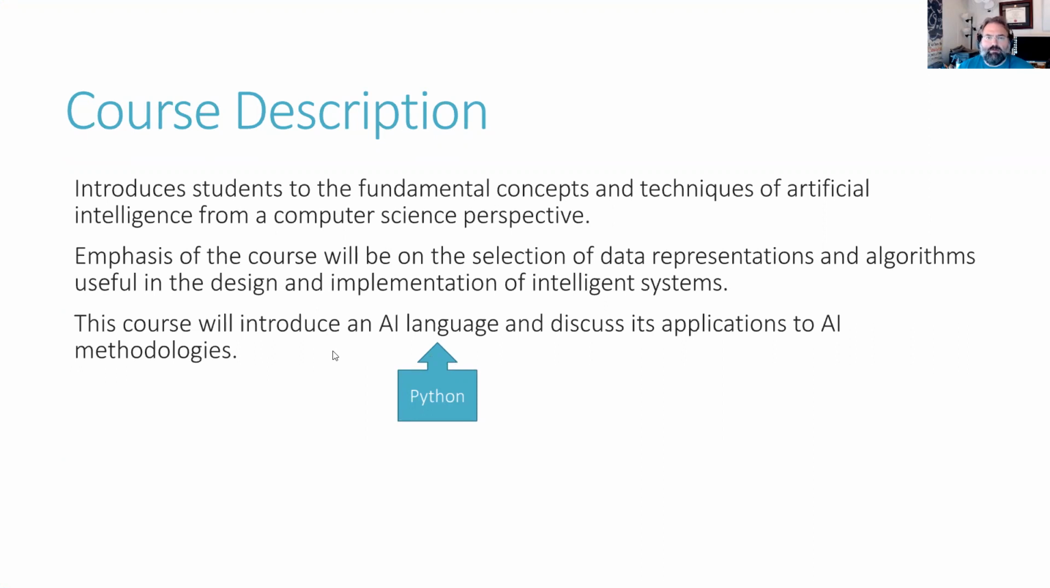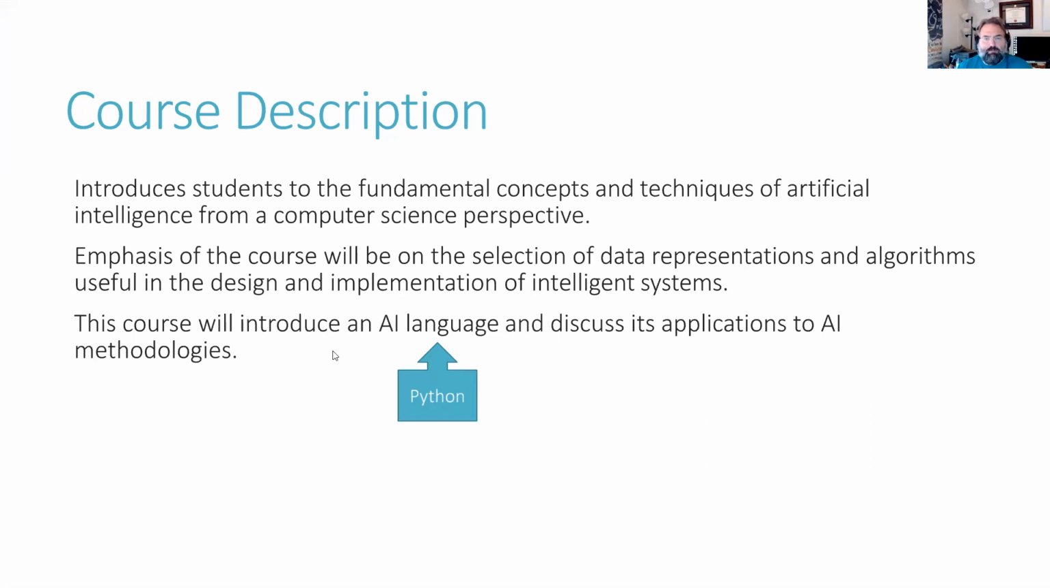So we're going to be talking about things like algorithms, probably going to see some math, a bit of statistics, and so on. The emphasis of the course will be on the selection of data representations and algorithms useful in the design and implementation of intelligent systems. So there's several key things there. Data representations, that's kind of about knowledge representation, state representation, and so on. Definitely something we'll spend a fair amount of time talking about.